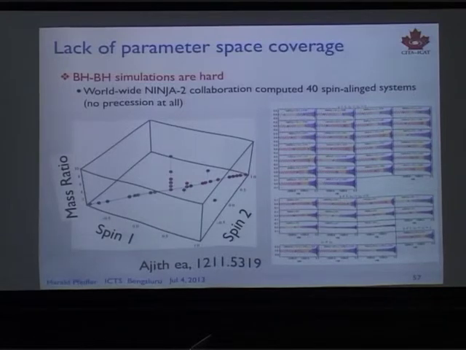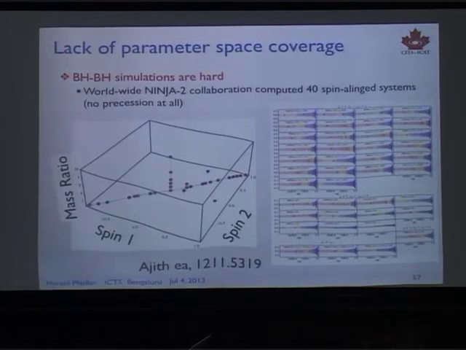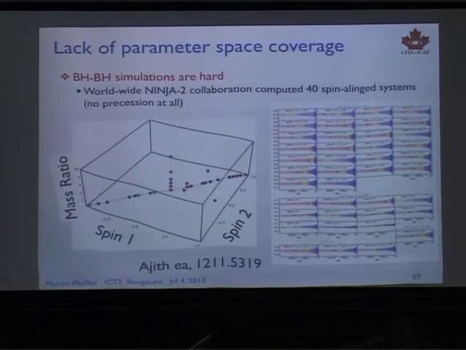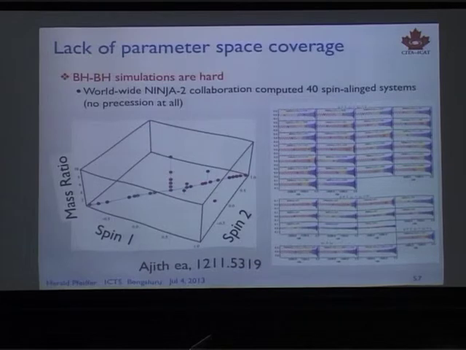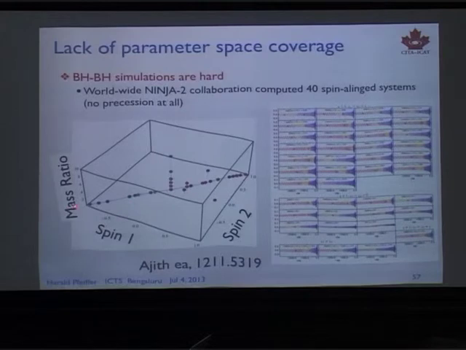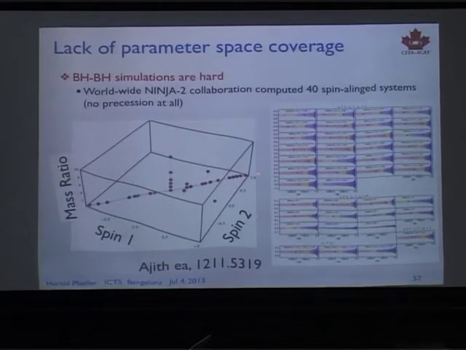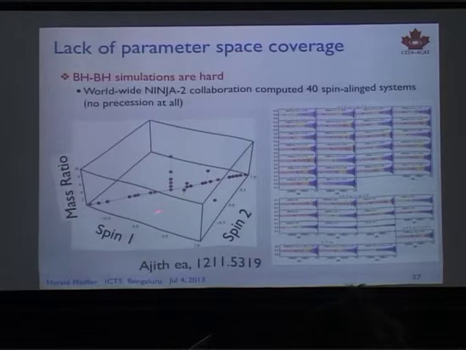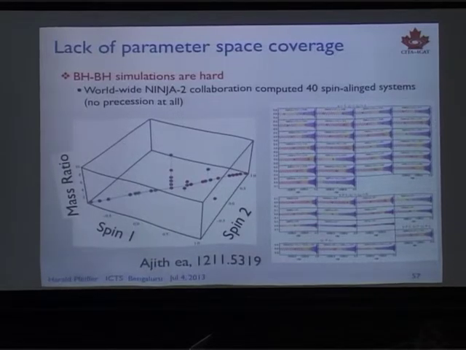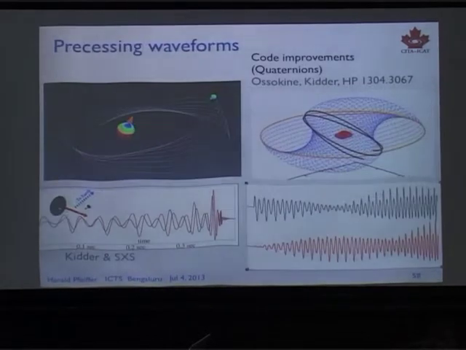Unfortunately, at least as far as published peer-reviewed work goes, we still have a big lack in parameter space. This is again the 40 simulations of Ninja 2. They are all aligned spin, no precession at all. And it turns out the waveforms end up either on the equal mass, equal spin line, or on the unequal mass, zero spin line. So we haven't even sampled this three-dimensional parameter space in any depth.